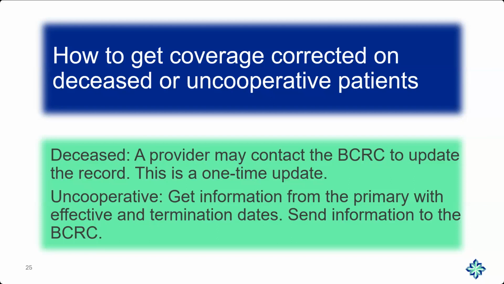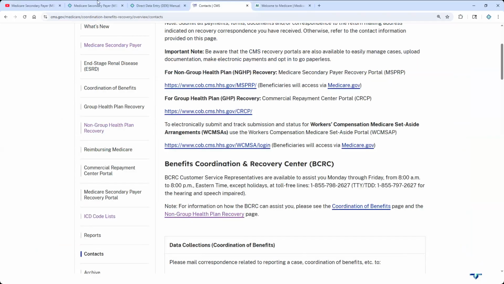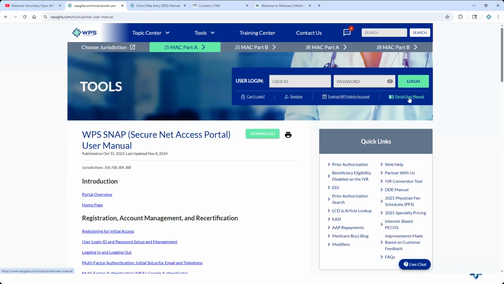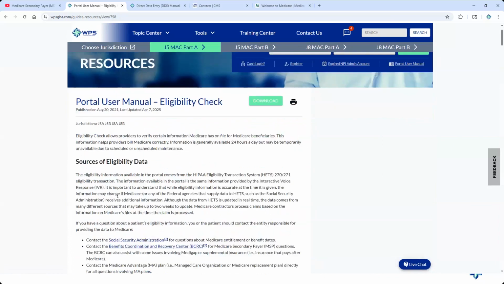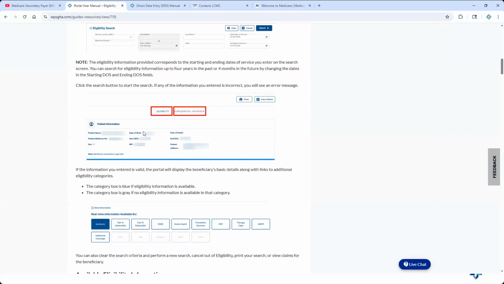So the next question, how to know a supplemental policy from a retirement policy? Please remember that I showed you that on the website. Let's go back over here. It's on our website, in this portal user manual. And when you look it up, let's go back down to that section for eligibility check. I did point this out, but I do want to point it out again. When you first get your eligibility check, before you go into anything, you will see supplemental versus eligibility. Again, if it's under eligibility, MSP, primary. If it's under supplemental, then it falls after Medicare. That is the easiest way to tell the difference.